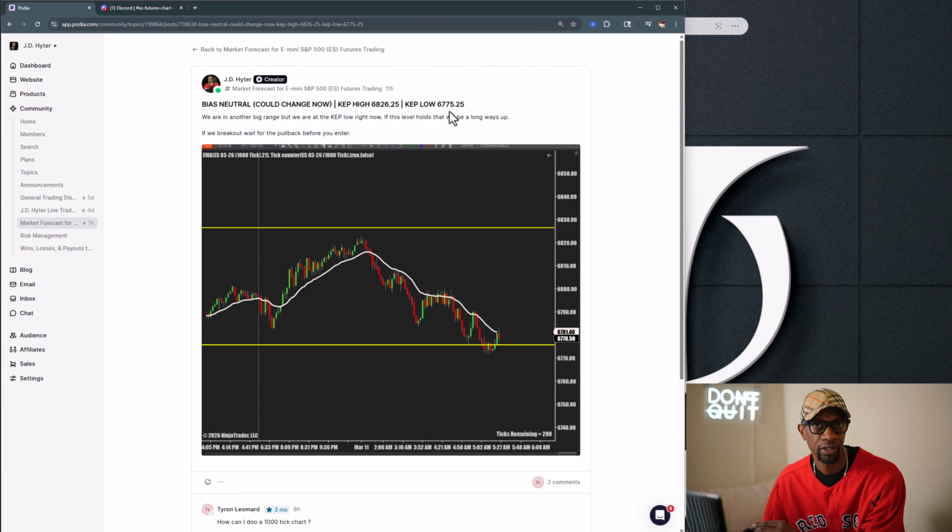We want to enter when prices make it to these levels, and we had these levels set way ahead of time. That's very powerful stuff. So I wrote, we are in another big range, but we are at the KP low right now. If this level holds, that would be a long ways up. If we break out, wait for the pullback before you enter. Here's the clean chart. Here's me showing that we're touching. It's dropping at 5:27. That's it.